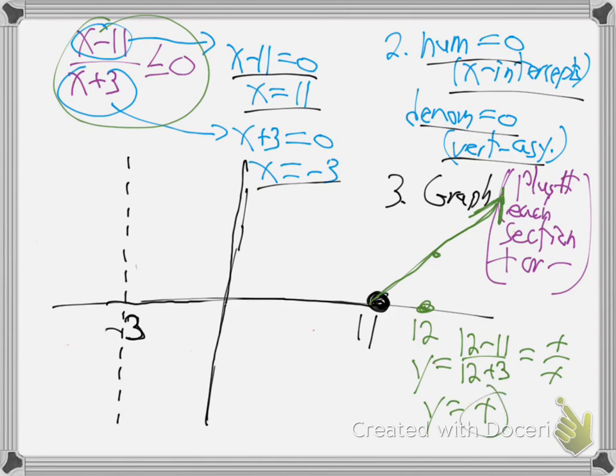All right. Now, how about in the middle section? In the middle section, I'll plug in something like 0. Or you could plug in positive 1 or 2 or 3 or all the way up to 10 or negative 1 or negative 2.